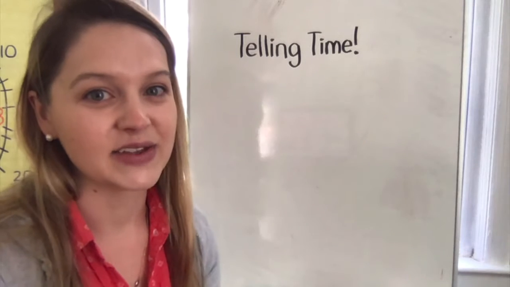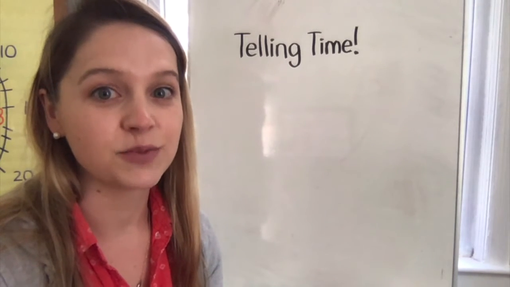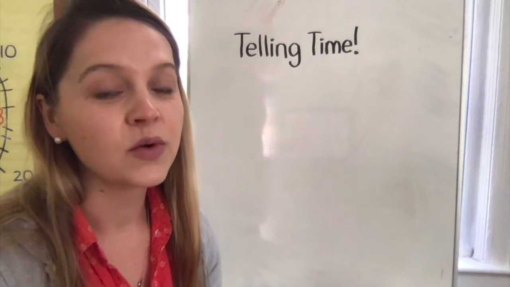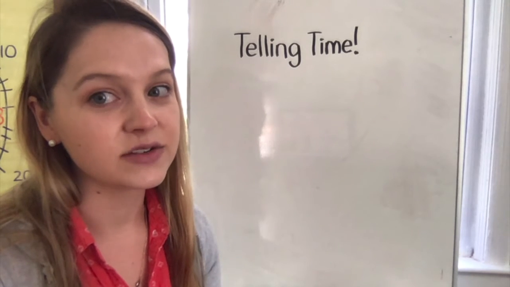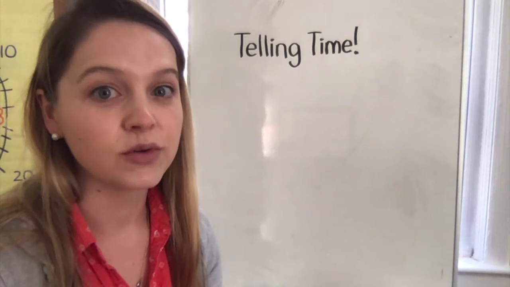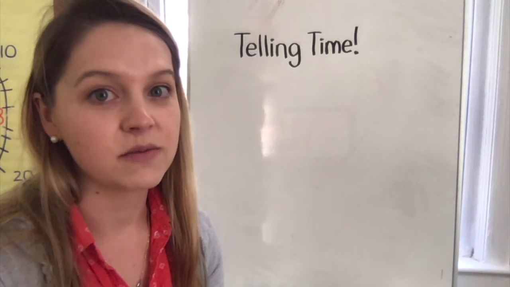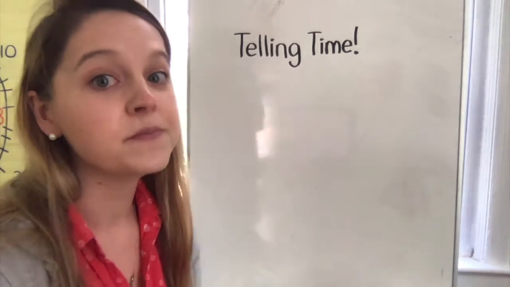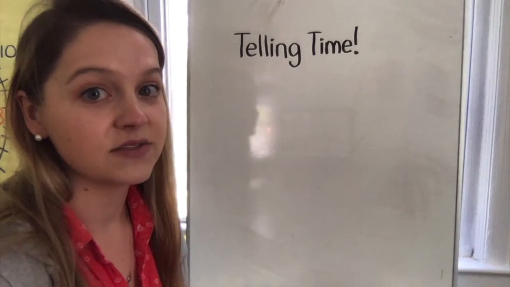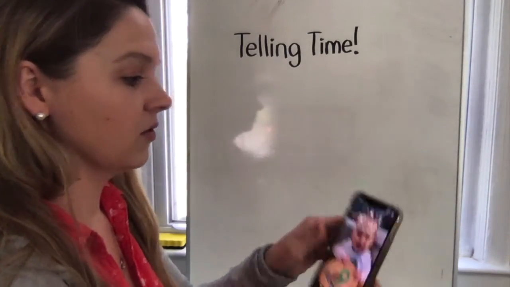O'clock. Excellent. Today we're going to be using two different types of clocks to practice telling time. One is a little bit easier than the other, but it's important that we know how to tell time on both types of clocks. The first type of clock that we're going to talk about today is a digital clock. Digital clocks are in lots of different places. I have a digital clock on my phone.